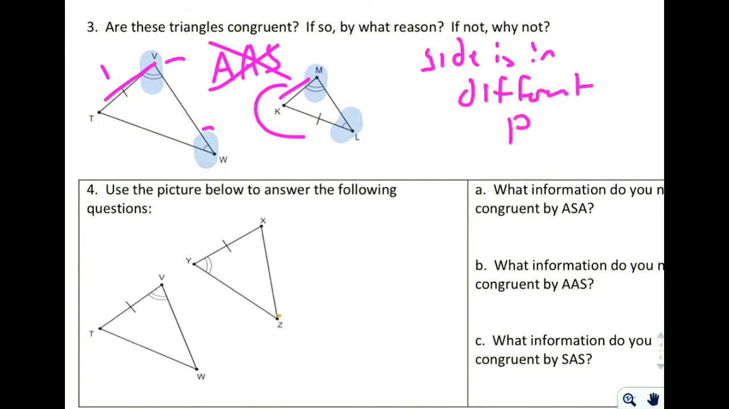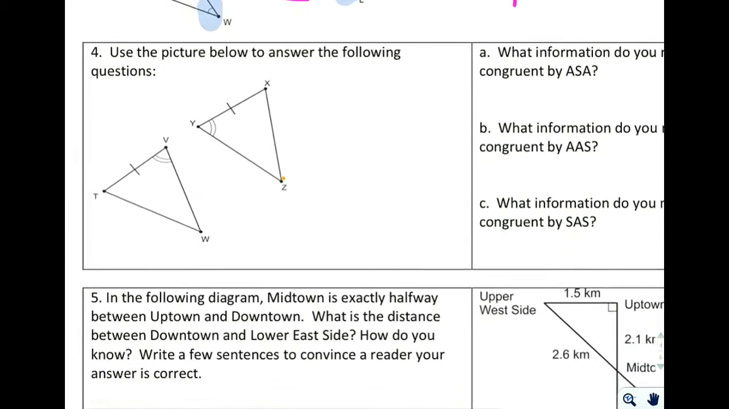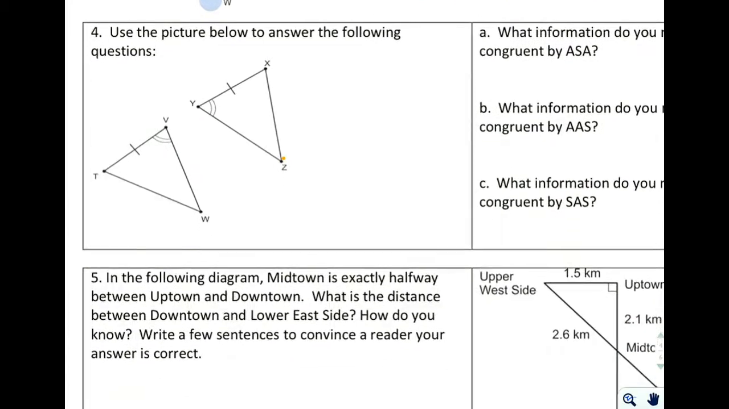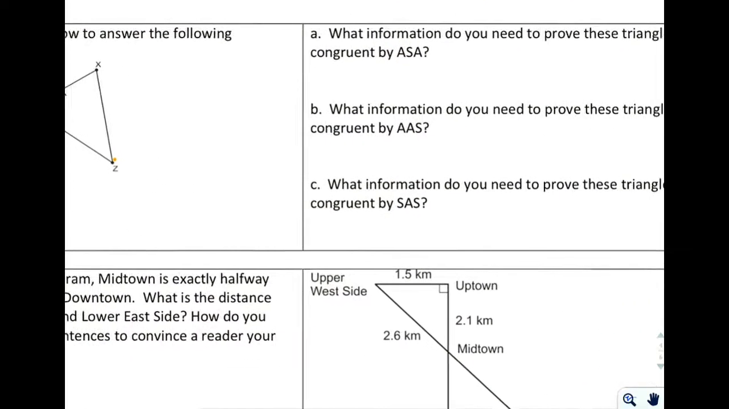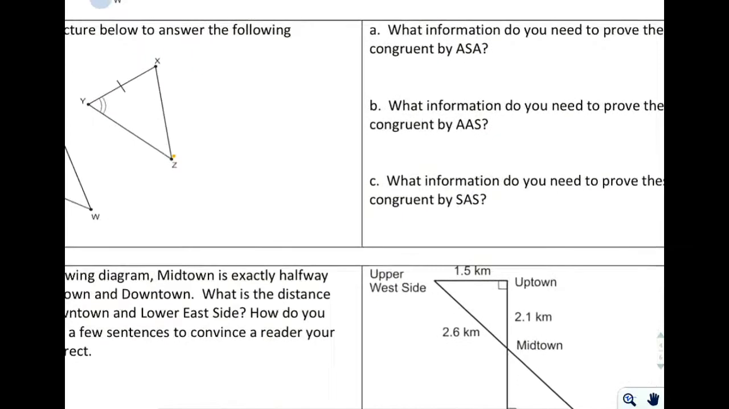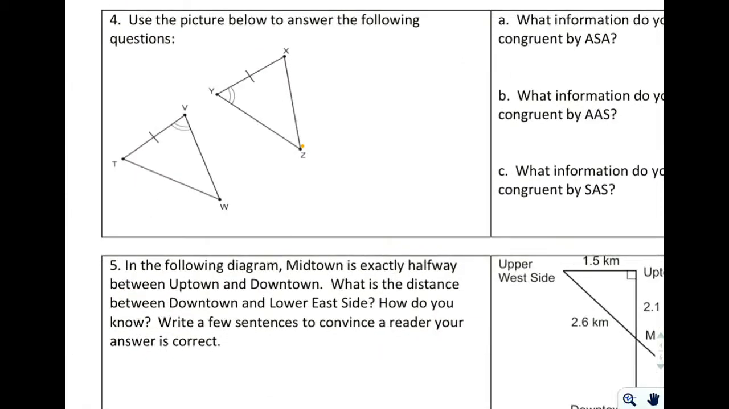So when they're not in the same order, it does not work. Skip down to number 4. We're asked, first one, what information do you need to prove these triangles congruent by ASA, or angle, side, angle? To do it by angle, side, angle, we need an angle, a side, and an angle all in a row.